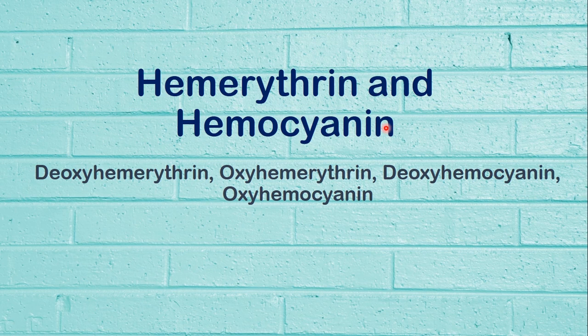Everyone, in this video we will be seeing about hemerythrin and hemocyanin. If you really want to know how some animals have blue colored blood, or even violet or pink colored blood, then this is for you. This is mainly because of the oxygen carriers hemerythrin and hemocyanin. Initially we will be seeing the deoxy forms, later we will go on to the oxy forms.